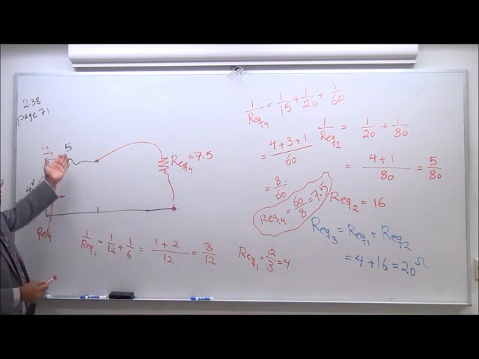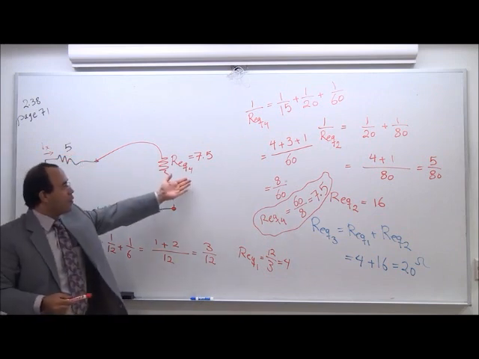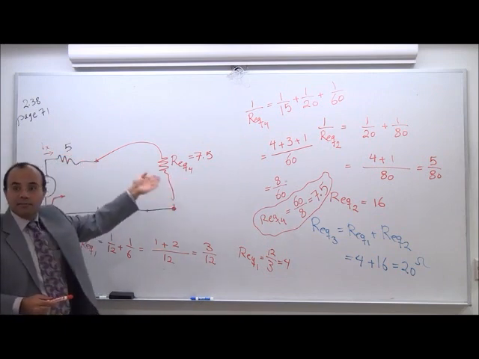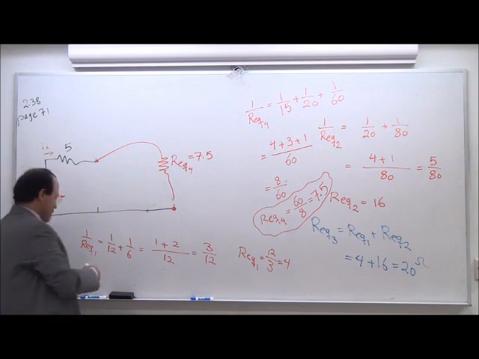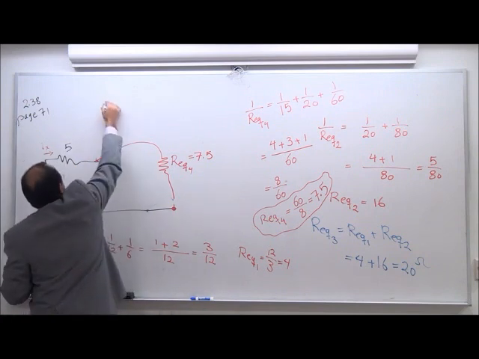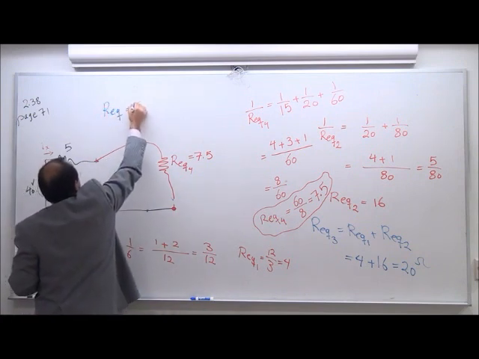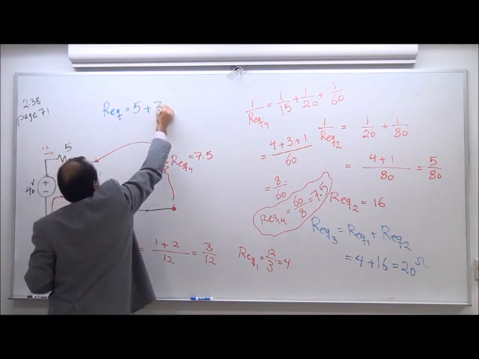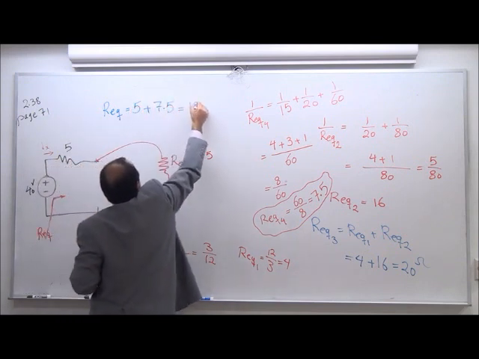I see 5 ohm and 7.5 ohm in series. Therefore, R equivalent is equal to 5 plus 7.5. That's going to be 12.5 ohm.